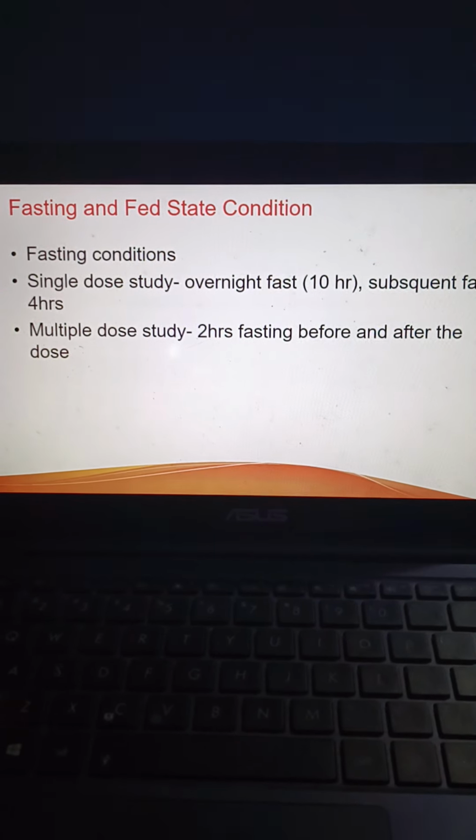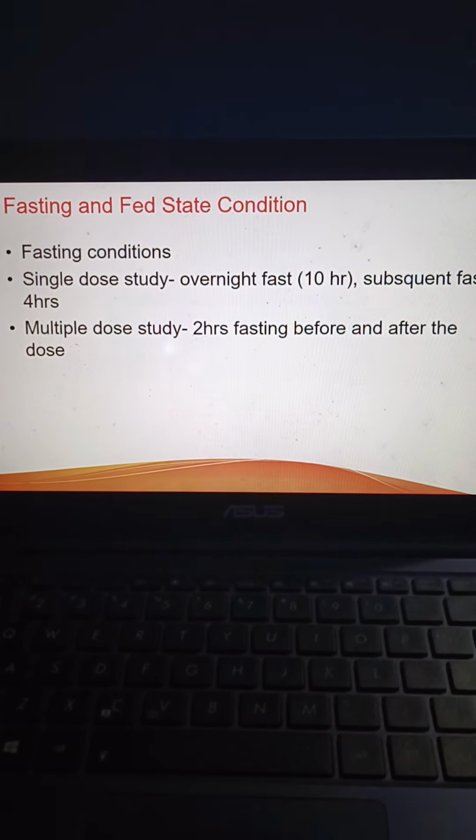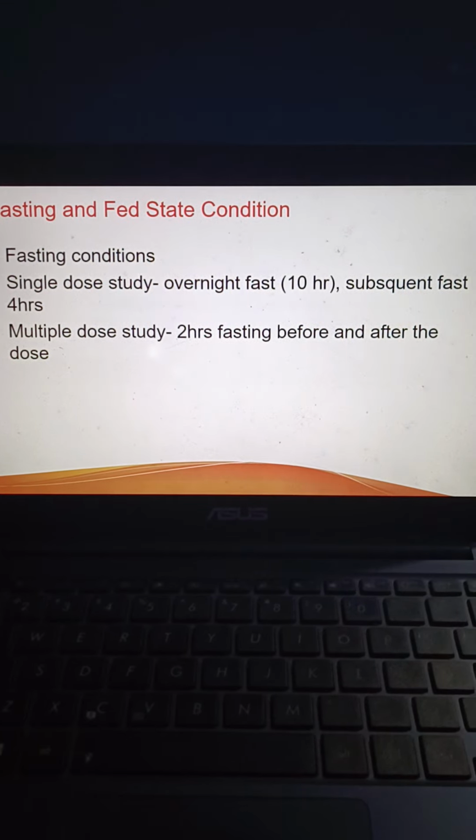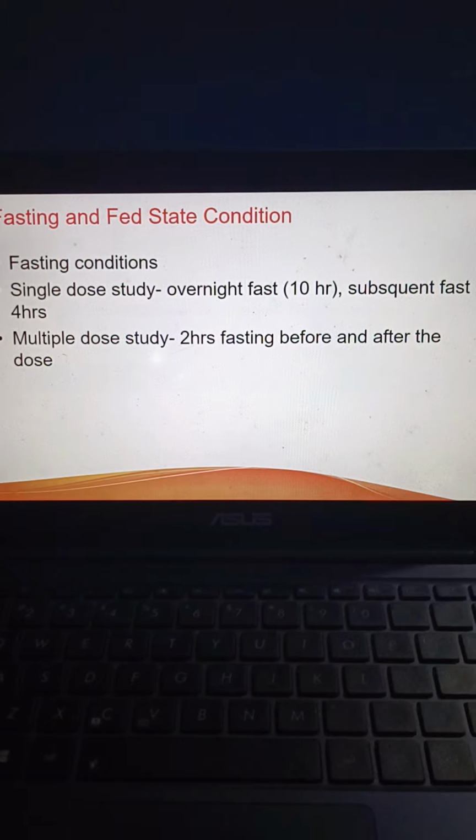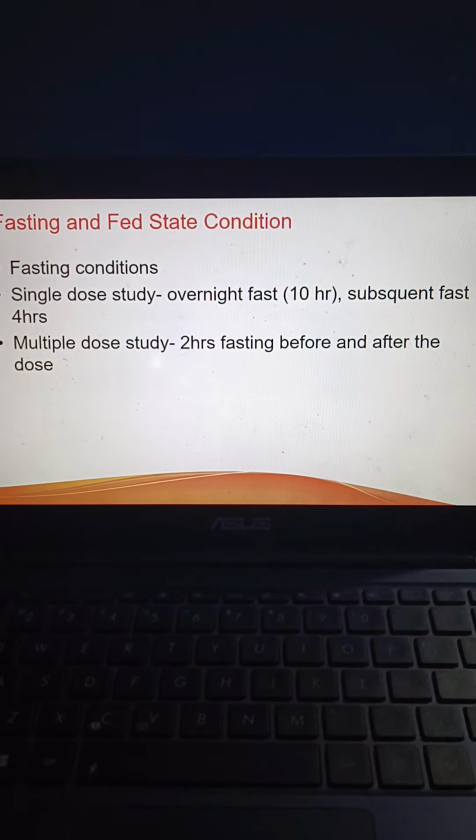Then fasting and fed state condition. Fasting condition, single dose study, overnight fast 10 hours, subsequent fast 4 hours. Multiple dose study, 2 hours fasting before and after the dose.